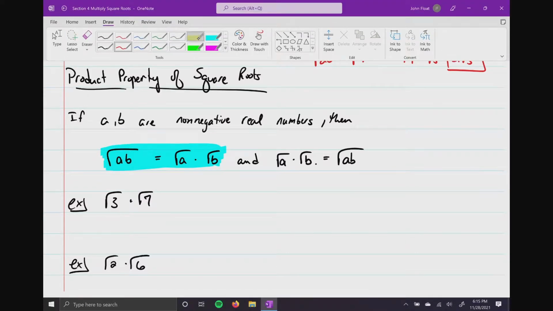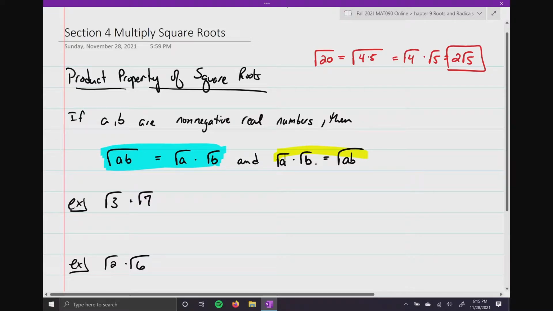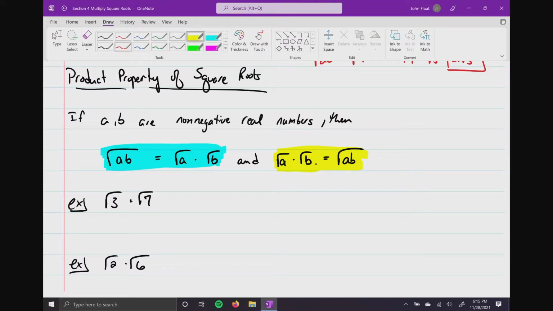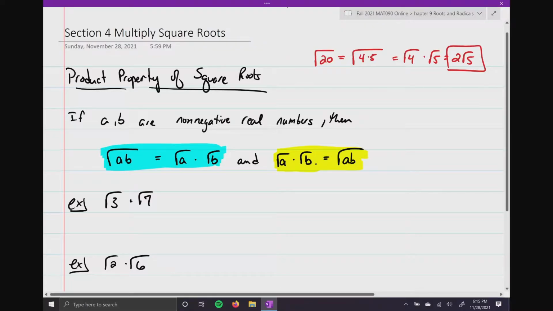On the other side, highlighted in yellow, what we're saying here is that we can, if we wanted to, start right here in the upper right-hand corner of your screen. I'm going to erase the 2 square root of 5. We could start with the square root of 4 times the square root of 5 and then go backwards. Okay? So that's exactly what we're going to be doing here when we talk about multiplying square roots.